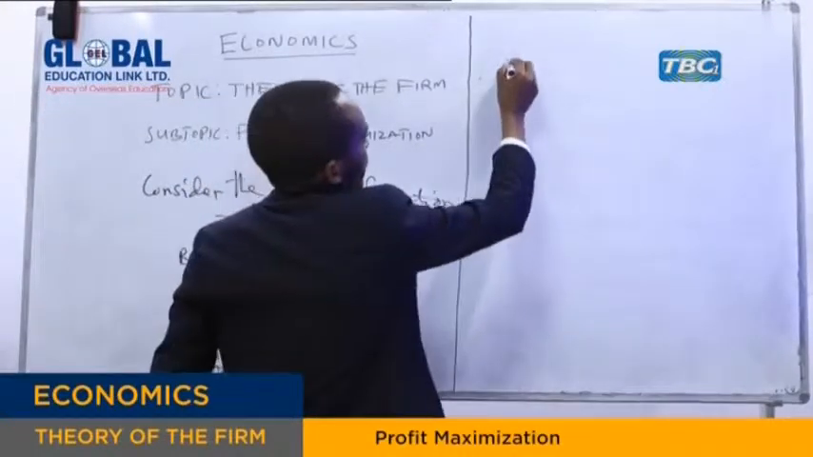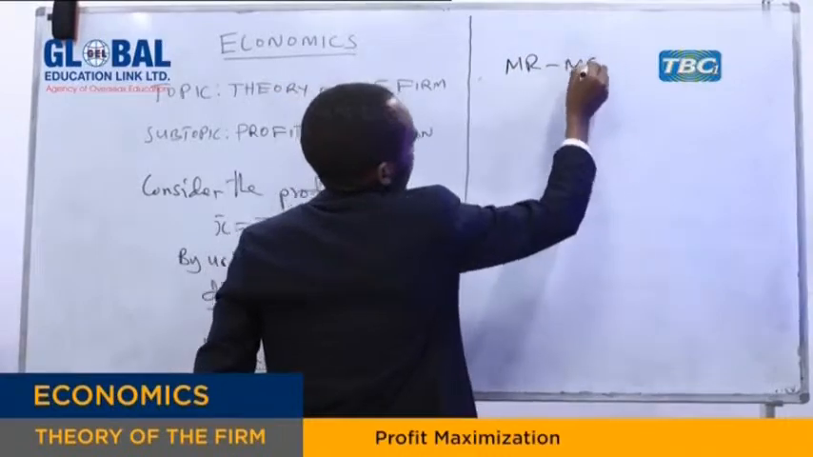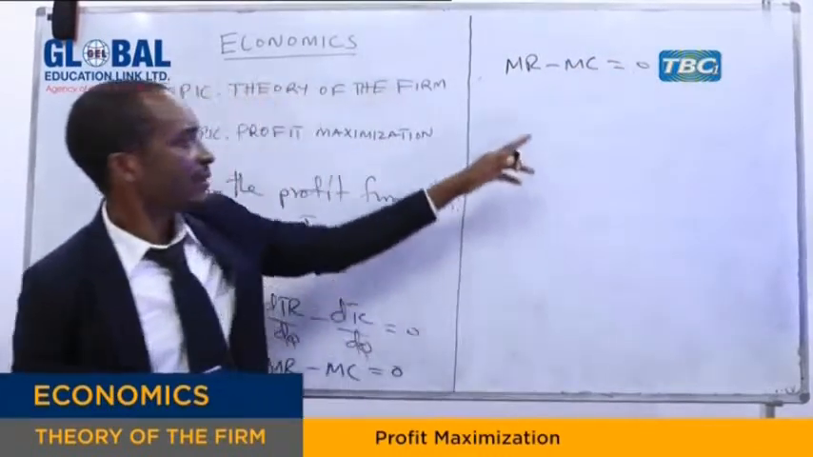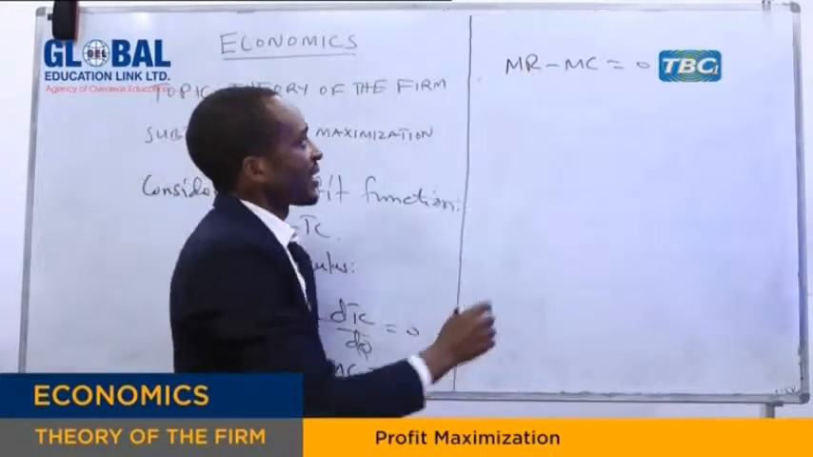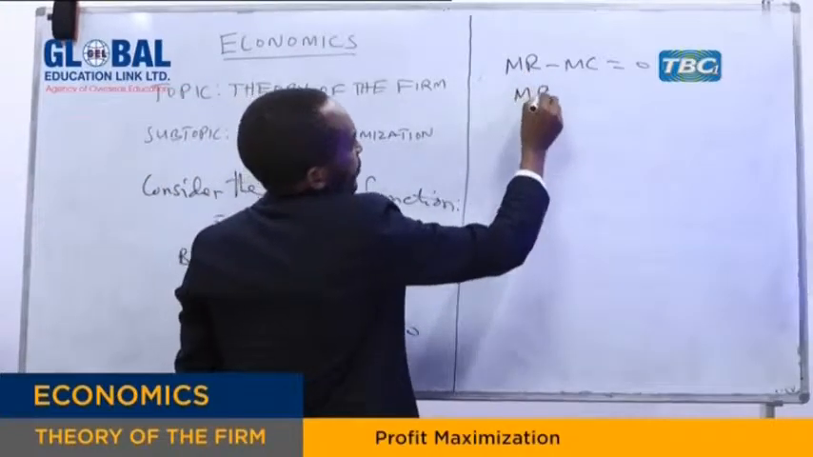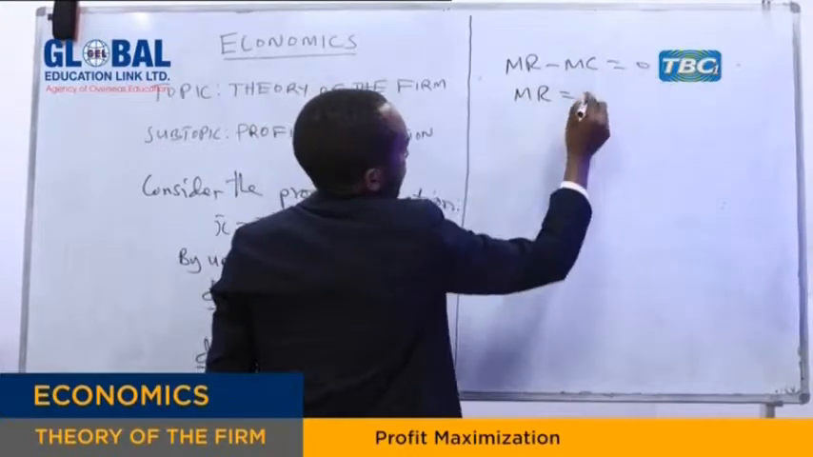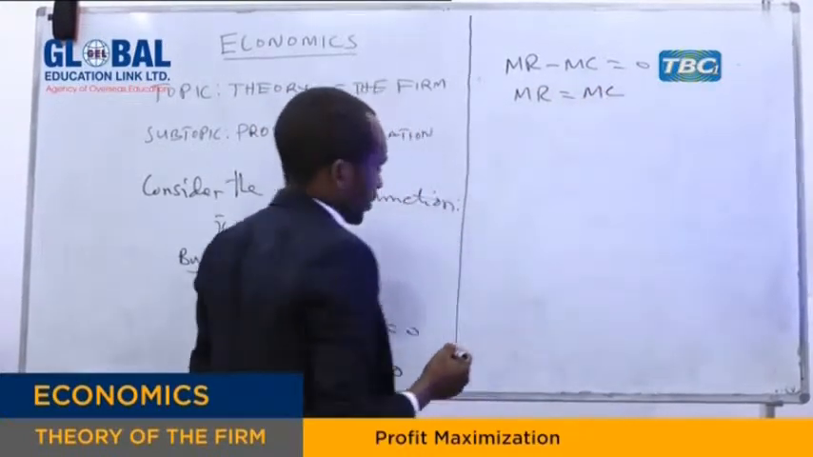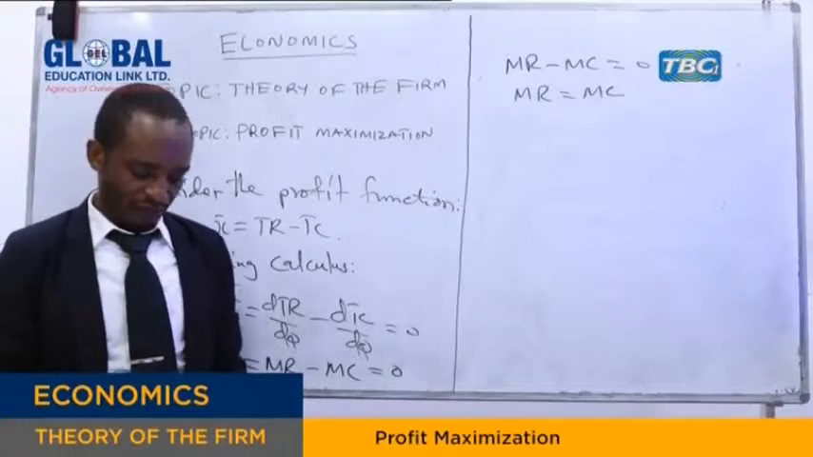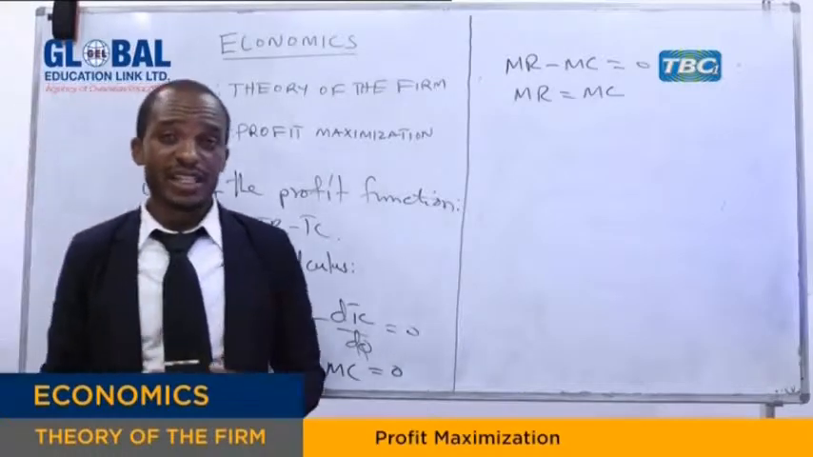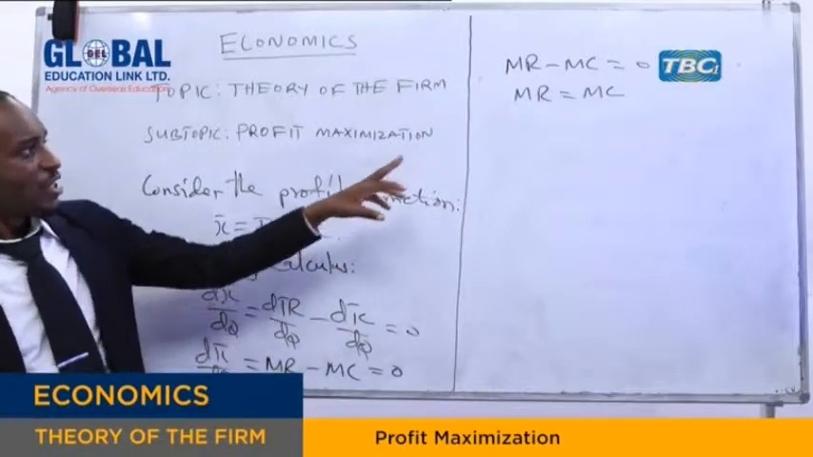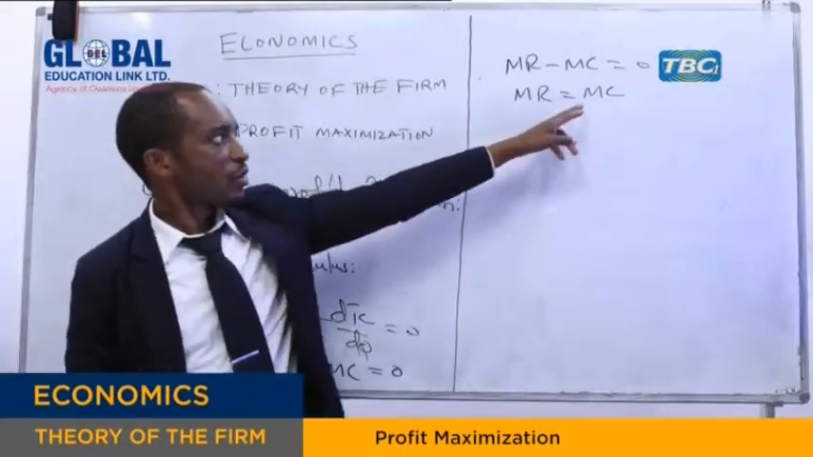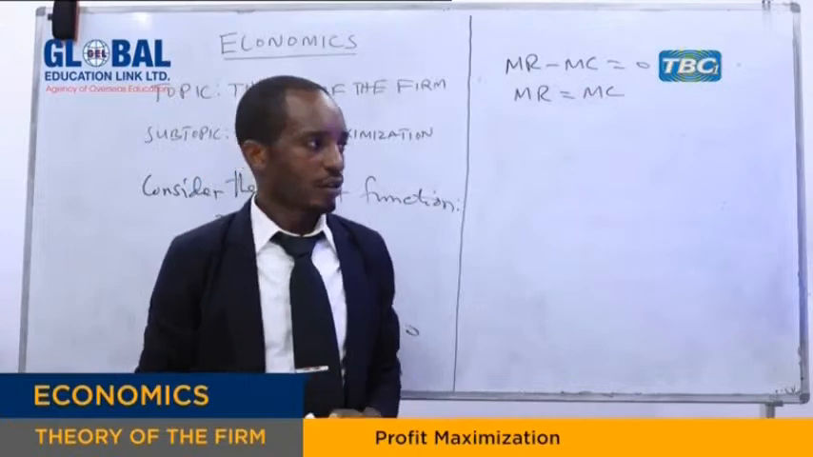So marginal revenue minus marginal cost will be equal to 0. So when you make marginal revenue the subject, the marginal revenue will be equal to marginal cost. So we proved the first condition, that in order to maximize the profit, marginal revenue should be equal to marginal cost.